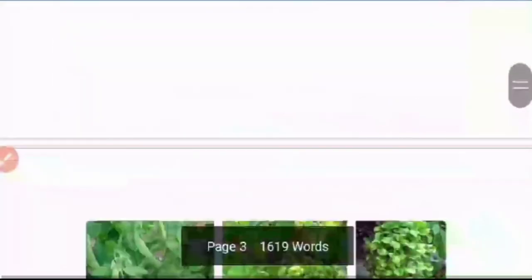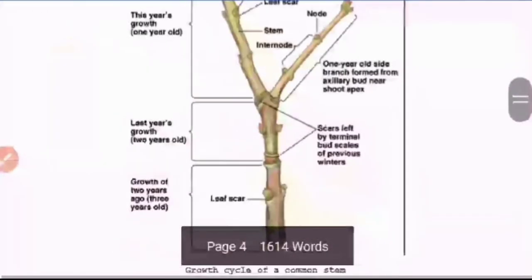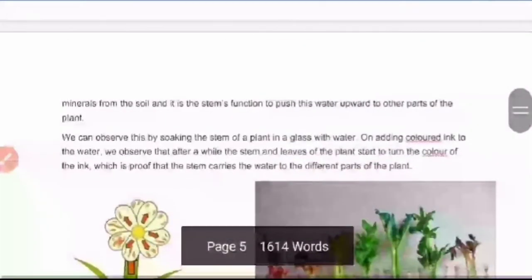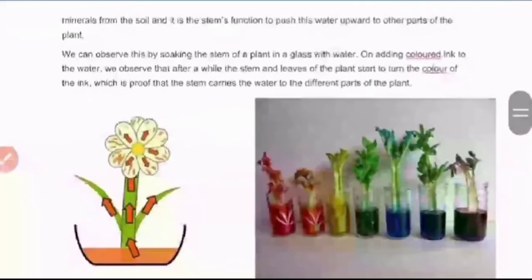So this is all we have already studied. Last time we had studied about the function of the stem. That is, the function of the stem is to transport the water and minerals.